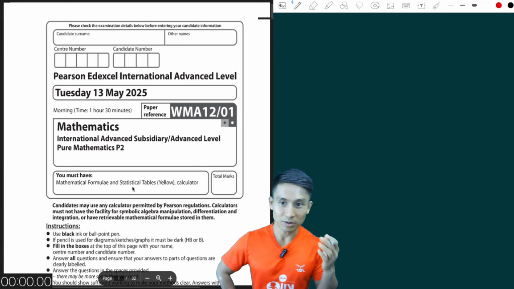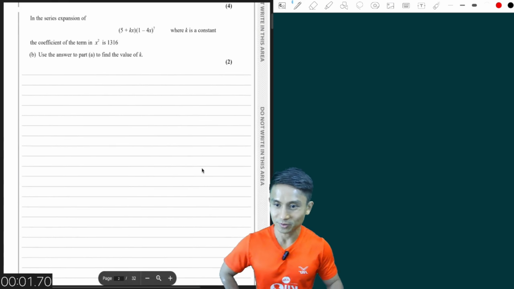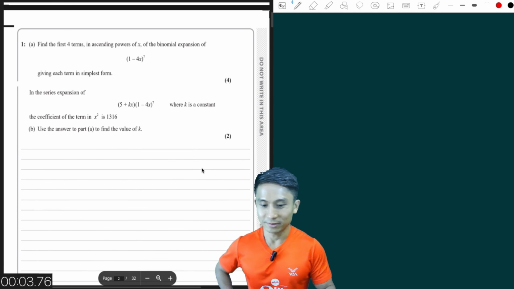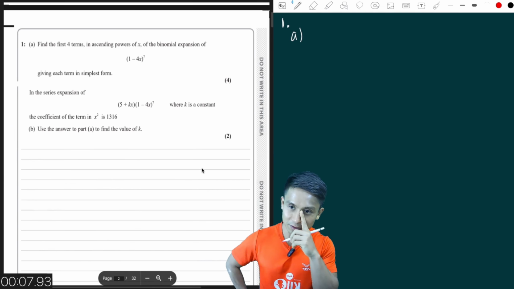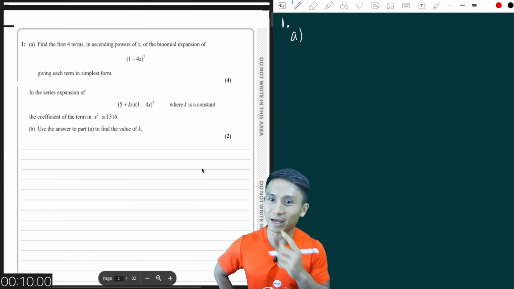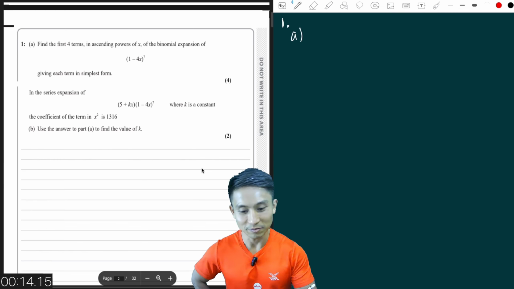Okay, here's the paper, P2 May 2025, and I'm going to start the timer now. Okay, let's go. Number 1. Find the first 4 terms in ascending powers of x of the binomial expansion. Right, so just the first 4 terms.